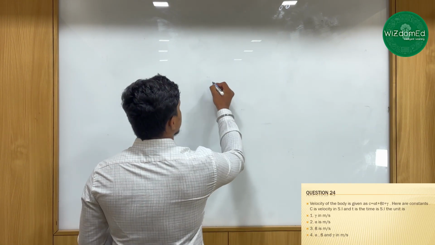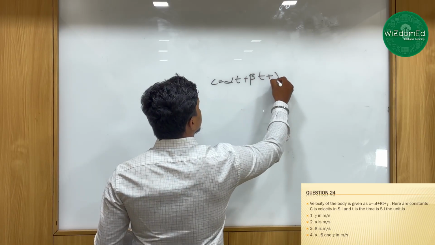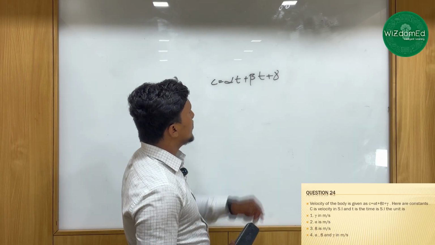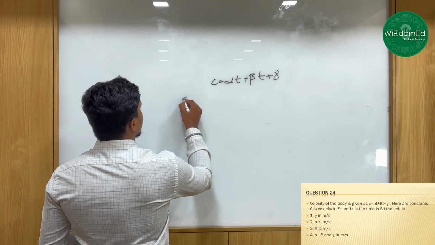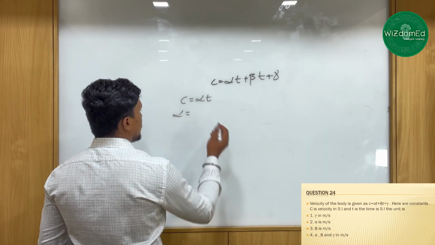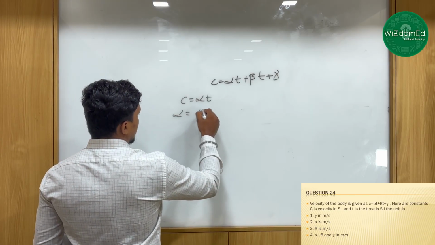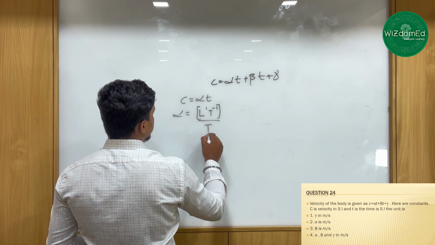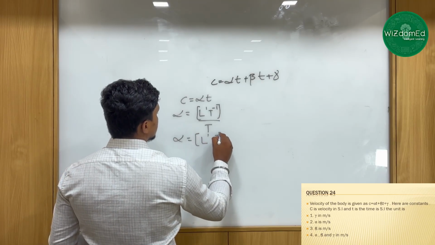If we consider the equation c is equal to alpha t plus beta t plus gamma, by the principle of homogeneity, all three of these elements will have the same SI unit. So if we take c is equal to alpha t, the dimensions of alpha will be, as c is velocity in meter per second with dimensions L to the power of 1 and T to the power of minus 1, whole divided by time. So the dimension formula of alpha will be L power 1 and T to the power of minus 2.